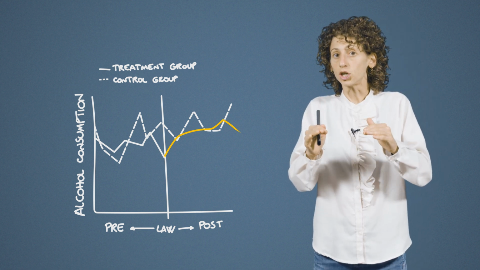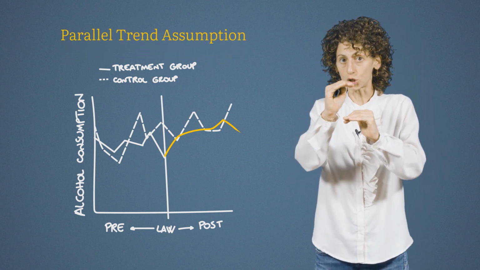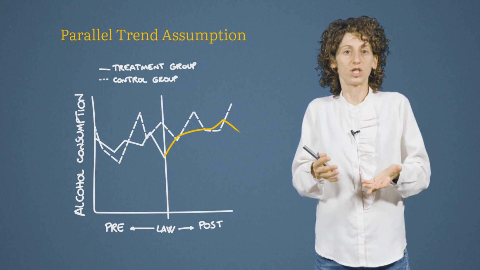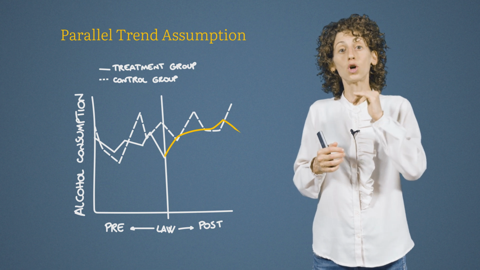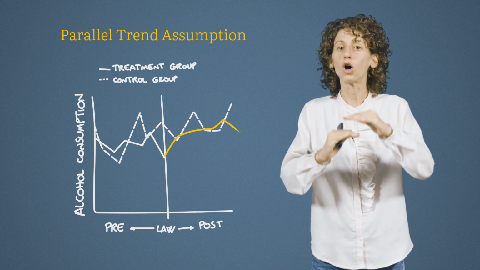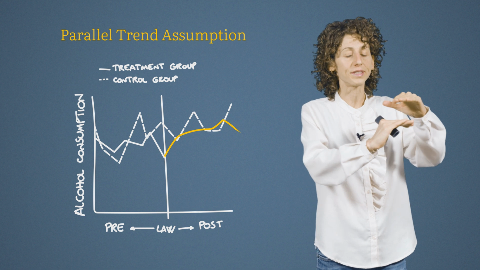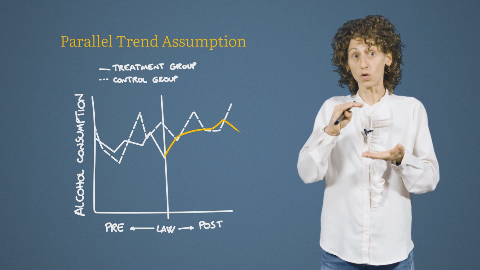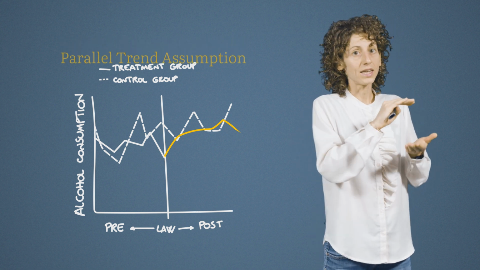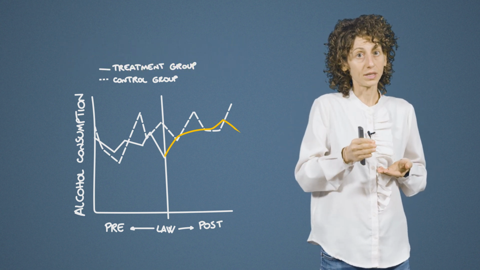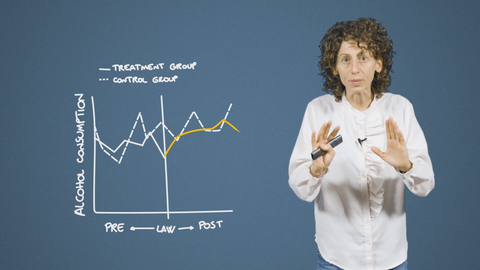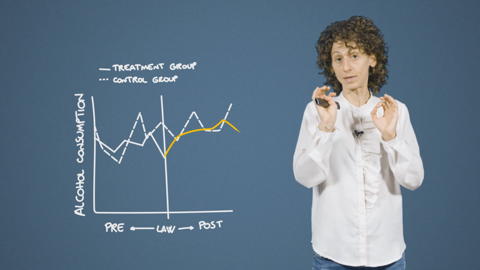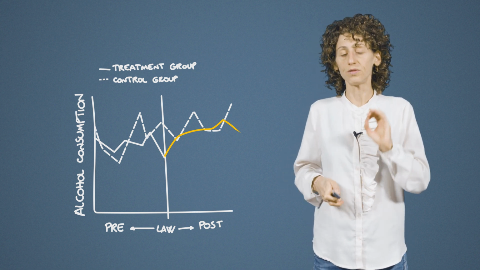Now, the key assumption here is the parallel trend assumption. This means that in the absence of the treatment or policy change, the treated and control groups would have followed the same trend over time. By assuming both groups would have evolved similarly, any observed difference after the intervention can be attributed to the treatment, only to the treatment. So, ensuring this common trend is key to isolating the true effect of the intervention.